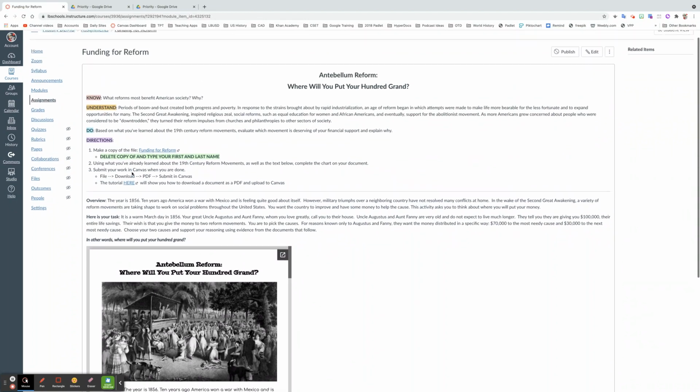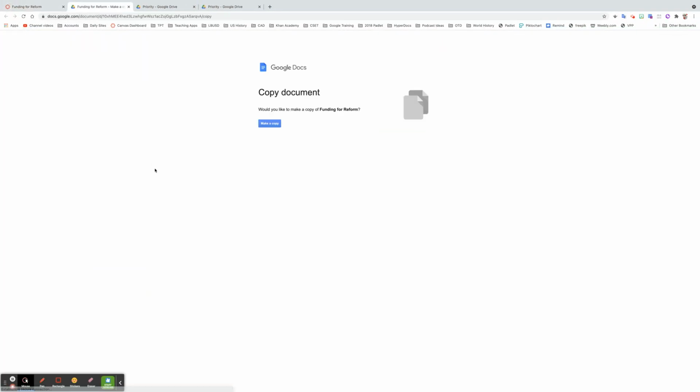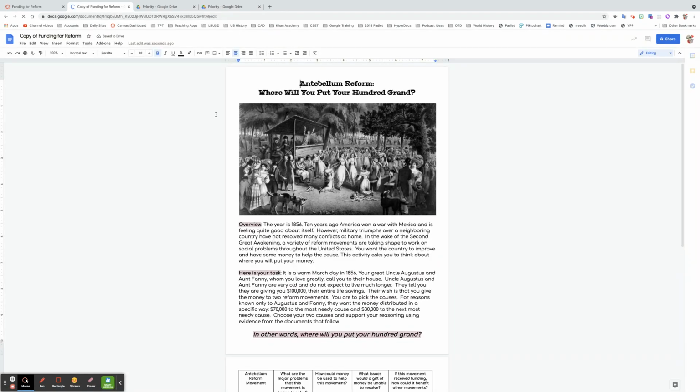Let's go back up to the directions and let's make a copy of this file. So I'm going to go to Funding for Reform and make a copy of the document. And then before I do anything else, I'm going to put my name where it should be. So instead of "Copy of," I'm going to put my first and last name. And I like to use my stepson's name as an example. Okay.